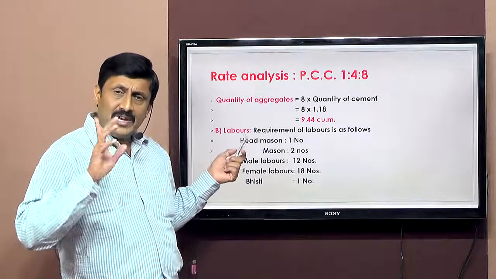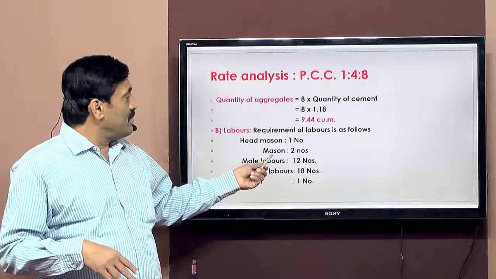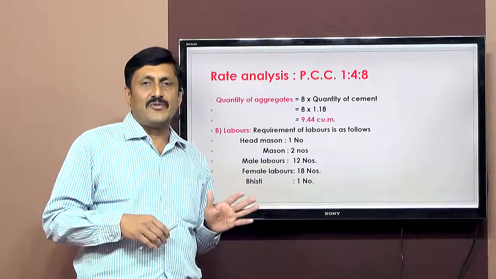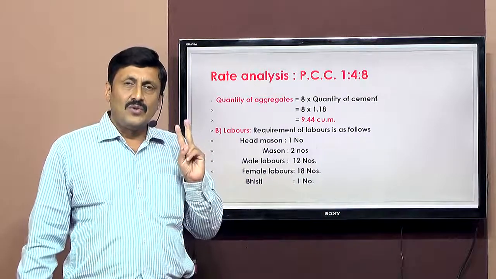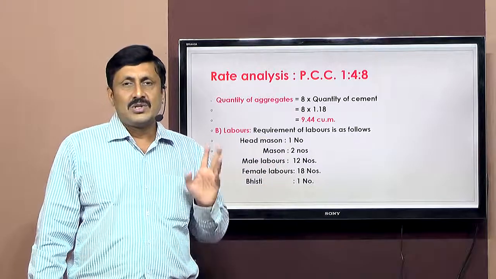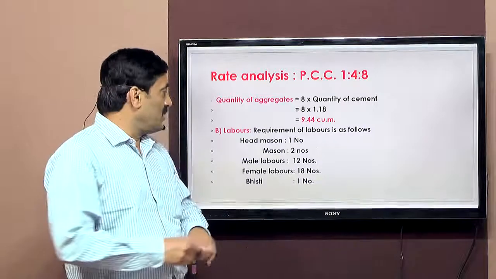As usual, we need one head mason to control the entire work on site. Then masons, normally task work of one mason for this PCC is 5 cubic meters per day. So we need 2 masons here because our quantity is how much? 10 meter cube. So 5 meter cube, 1 mason, that means for 10 meter cube we'll need 2 masons here.